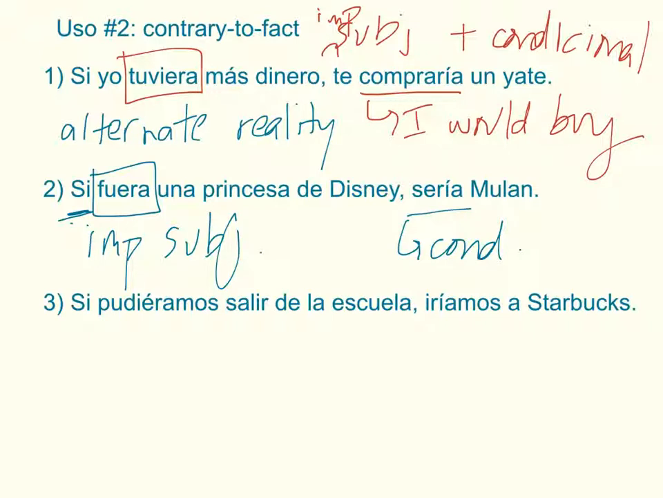Número tres, aquí, si pudiéramos salir de la escuela, if we could leave school, iríamos a Starbucks. We would go to Starbucks. So this, again, pudiéramos is the nosotros form. It shows an alternate reality. We can't leave school. We're stuck here until the last day of our last exam before summer break. So this shows something that's not true right now. It's contrary to fact. But if this situation were true, in this case, we would go to Starbucks. We've got a plan for that alternate reality.